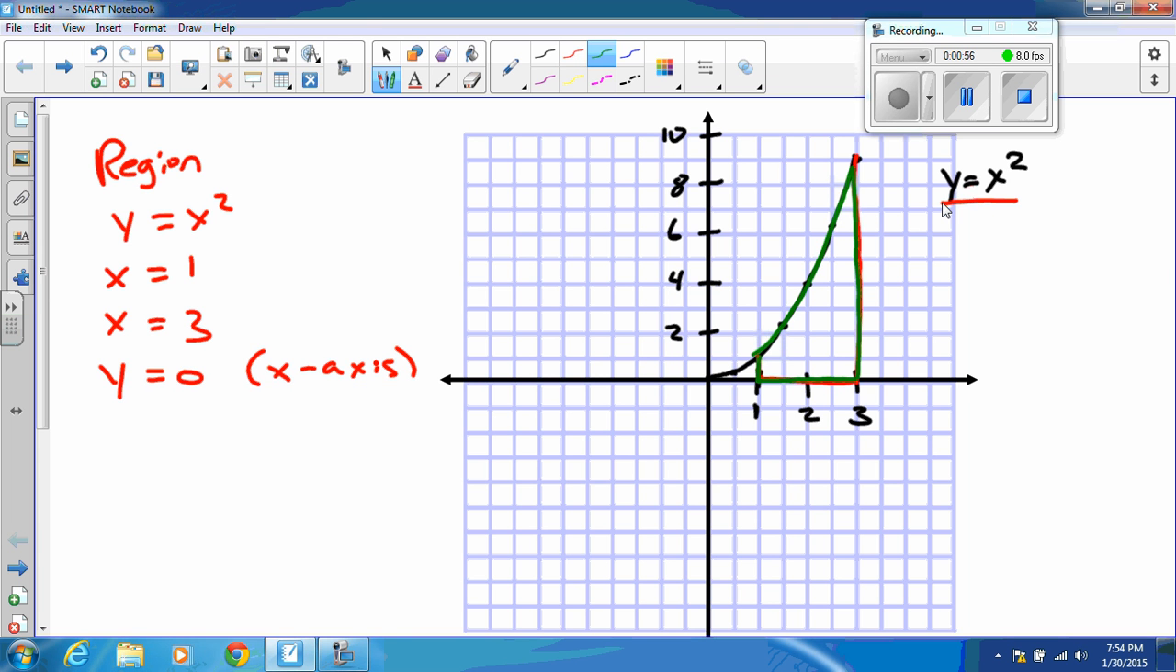Now, if this region were a simple shape, like a triangle or a trapezoid, then we would simply employ a geometry formula. Unfortunately, it's not a simple shape because this top curve right here, y equals x squared, is not a straight line, so we don't have a trapezoid. And we don't have a circle or any other such thing. So we're going to have to estimate.